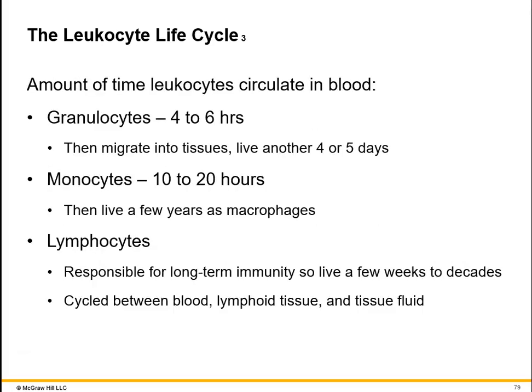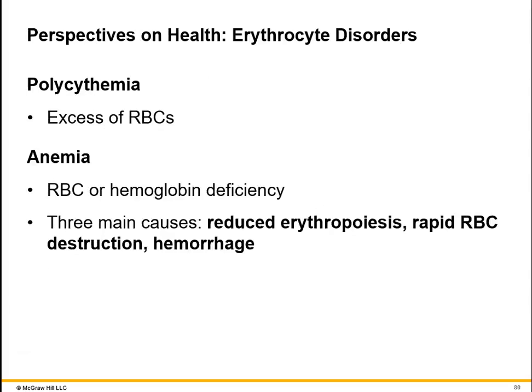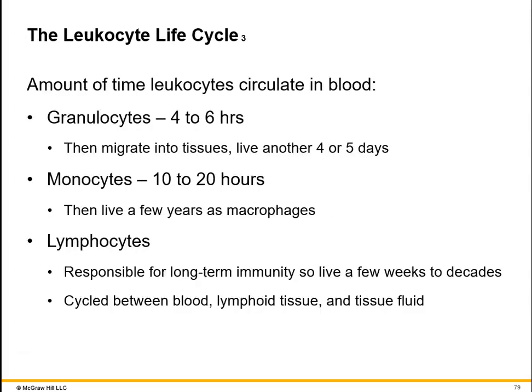So the granulocytes will be able to circulate in the blood for typically just a few hours, and then they will migrate into the tissues and live for a few days. Monocytes will stay in the blood for about 10 to 20 hours, and lymphocytes, as I mentioned before, can stay in the bloodstream for weeks up to years, and that is because lymphocytes are going to be the main cells responsible for helping us maintain immunity to pathogens. So we need to have those available to us at all times.